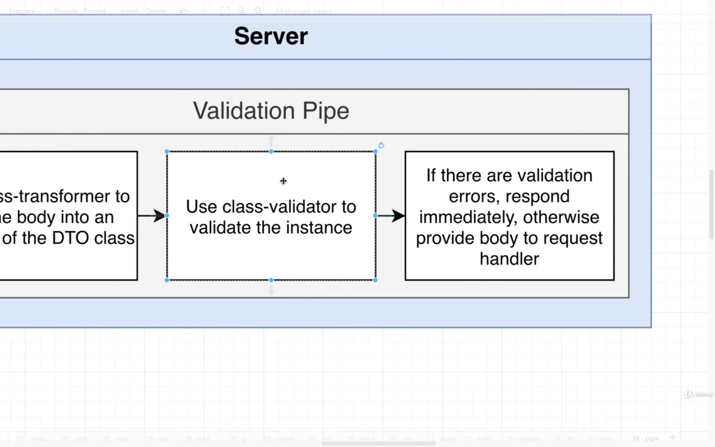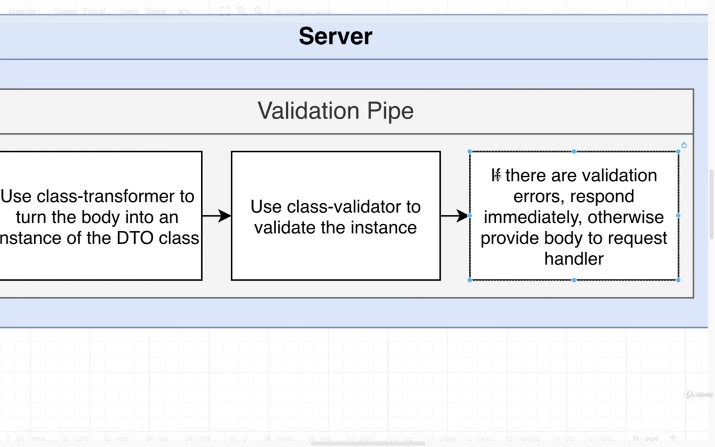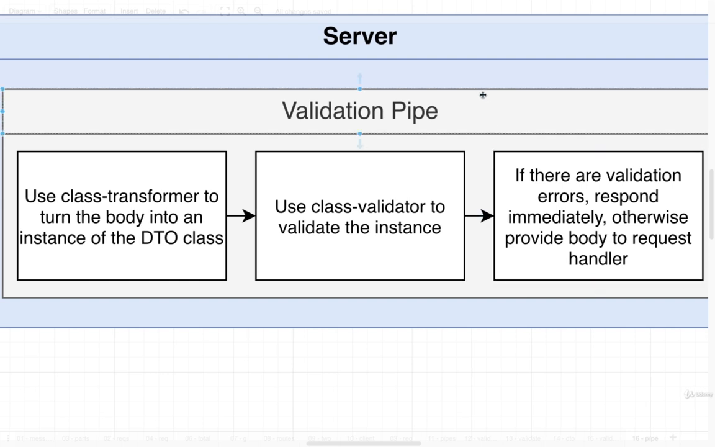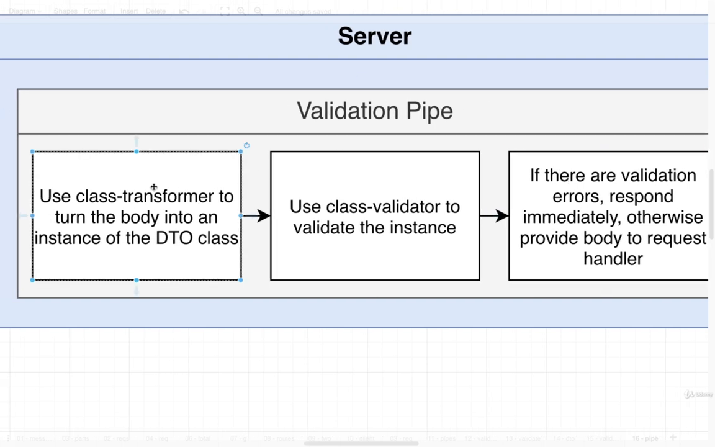Once that validation is executed, the validation pipe is going to see if any validation errors occurred. If there were any validation errors, it's going to immediately send back a response to whoever made this request. Otherwise, the request will be passed on to our request handler defined inside of our controller. So that's what's going on behind the scenes with the validation pipe. Internally, validation pipe makes use of class transformer and class validator to do all this validation stuff for you automatically.